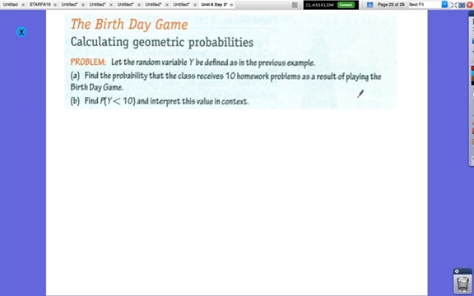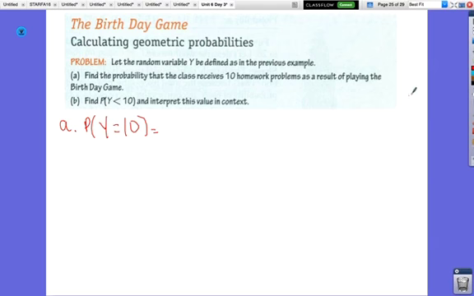So, calculating geometric probabilities. What does this actually look like if we're working through a problem? The first thing we have to do is find the probability that the class receives 10 homework problems as a result of playing the birthday game.